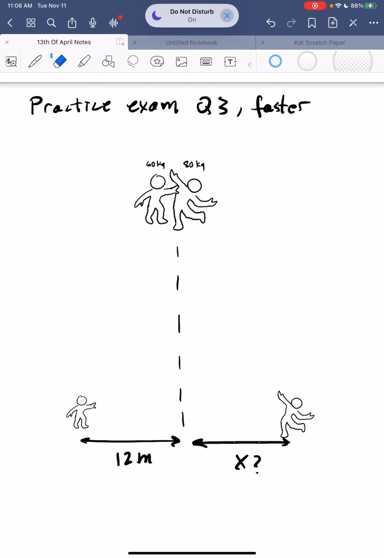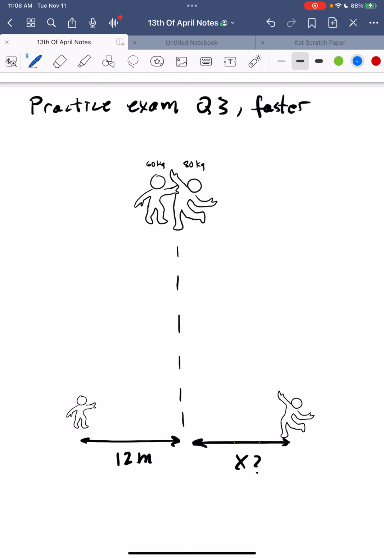Hey, I just posted a video on practice exam question 3, and I gave a very detailed explanation for how to solve that so that if you're really interested in every step, you can see that. But if you want to know how to do it quicker or think more like a physicist would, let me show you how to do it right here.